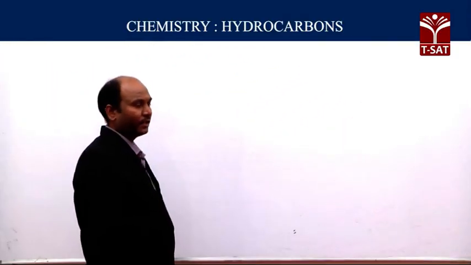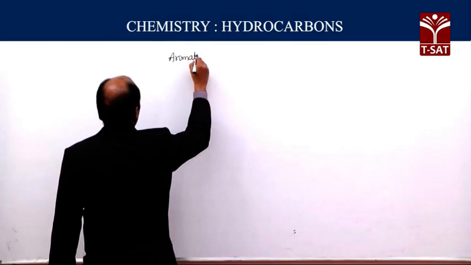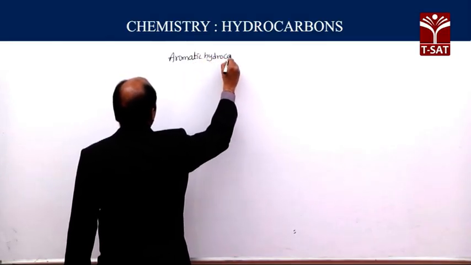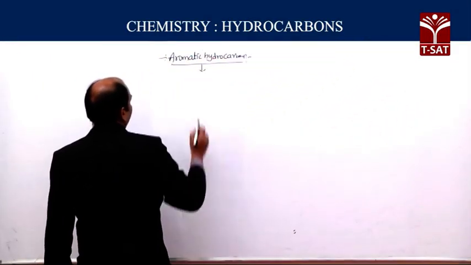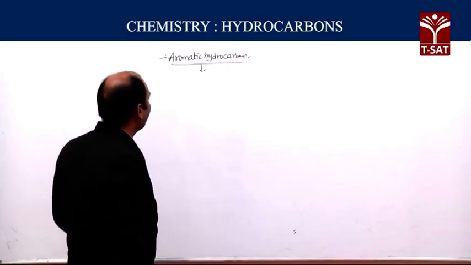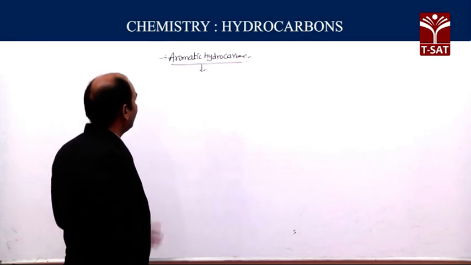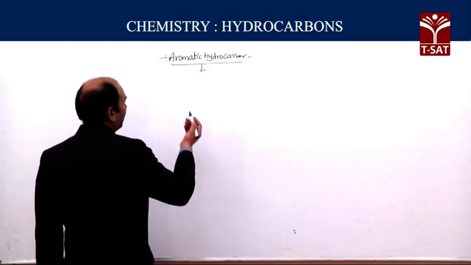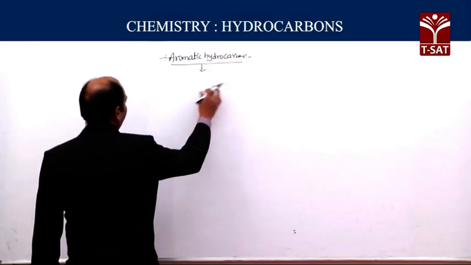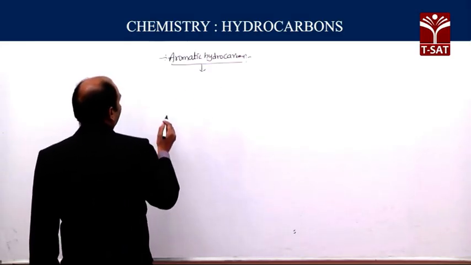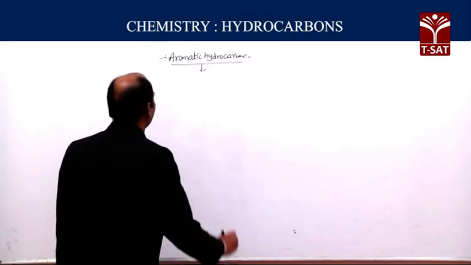After alkanes, alkenes and alkynes, the next one is aromatic hydrocarbons. Aroma means fragrance. Aromatic hydrocarbons, when burned, give sooty smoke, heavy smoke, because of the higher percentage of carbon. According to Huckel's rule, compounds can be classified into 3 types: aromatic compounds, non-aromatic compounds and anti-aromatic compounds.